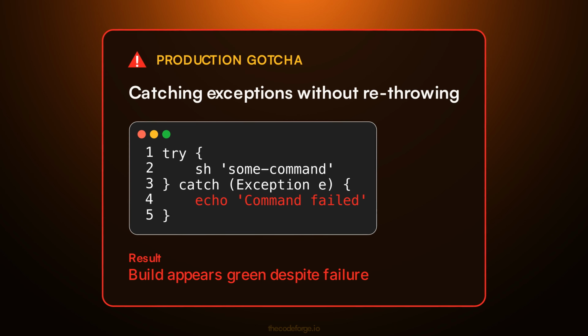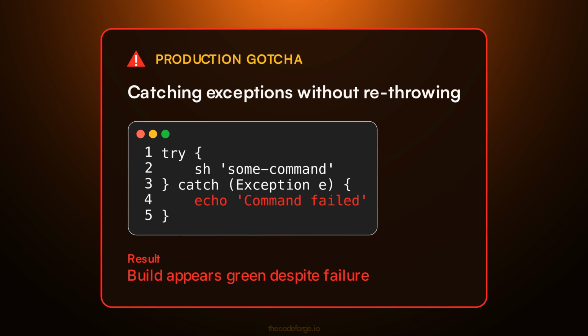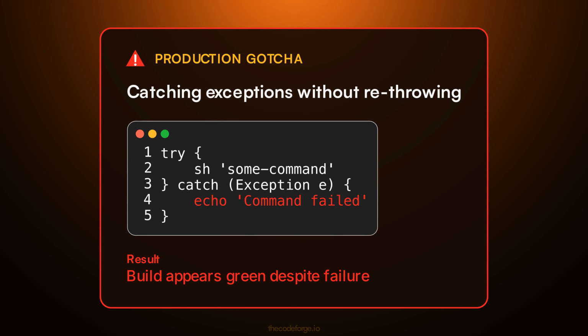A common mistake is catching exceptions without rethrowing or setting the build result. This causes builds to show as successful even when a stage fails. Always rethrow or set currentBuild.result after catching.